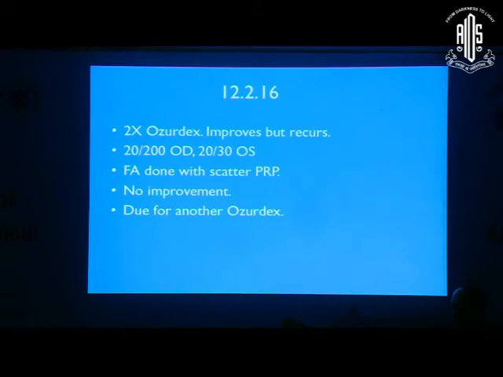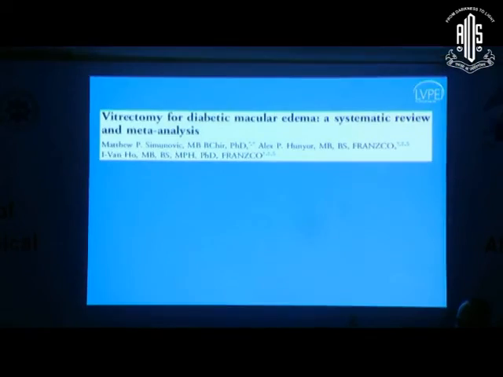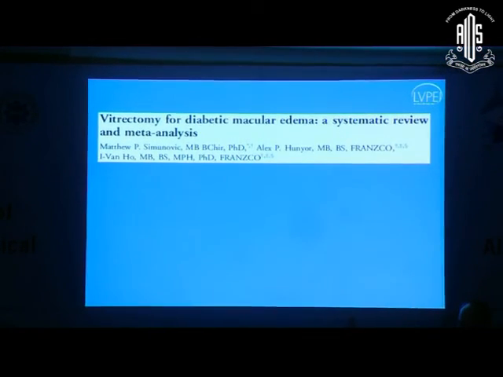What I am trying to say is, yes, there are publications on targeted retinal photocoagulation. Some patients may improve, but it's not necessary that they will improve. So it's due for another Ozurdex at this point of time. We have the CHAMPLAIN study, which was Ozurdex implantation in vitrectomized eyes. This is just to support our line of management that Ozurdex can be given with good results in terms of improvement, but you always worry about recurrence. So diabetic vitrectomy may not prevent recurrence, although it can have improvement.